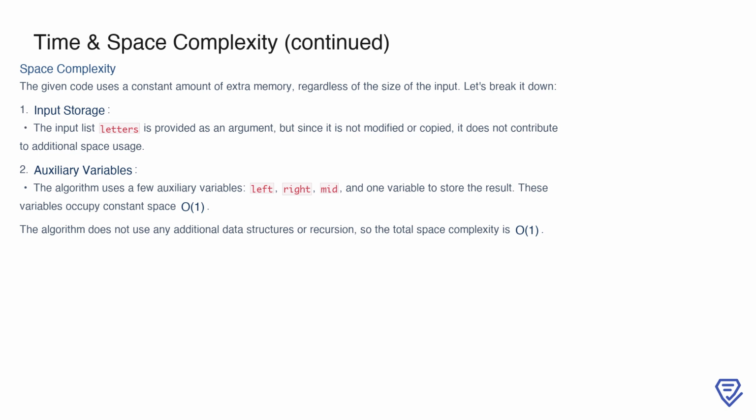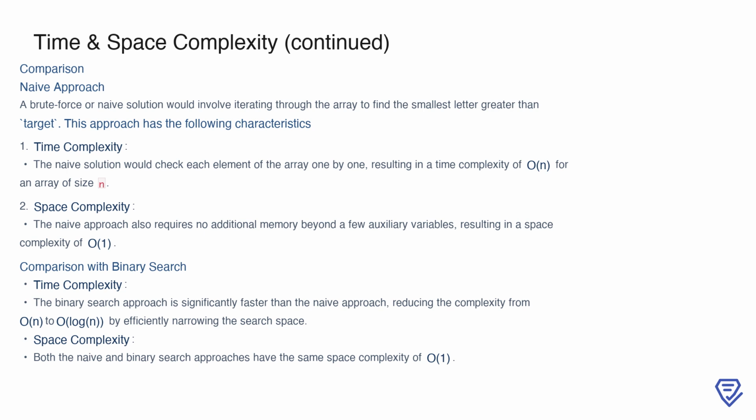Making it extremely space efficient. To understand the efficiency of the binary search, it's helpful to compare it with a brute force or naive approach. In the naive method, the algorithm would iterate through the array one element at a time, checking each letter to find the smallest one greater than the target. This method has a time complexity of O(n), as it requires a full scan of the array in the worst case. However, both the naive and binary search methods have the same space complexity of O(1), as neither approach uses additional memory beyond a few auxiliary variables.